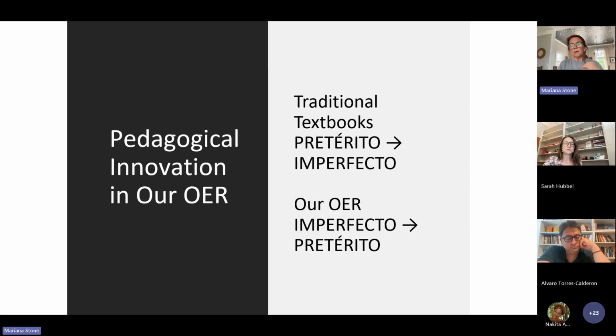We are approaching our OER sort of upside down, we say, or in a different order. And we have our research reasons, we have anecdotal reasons, we have experience that tells us to do this differently. And we're teaching the imperfect tense first and the preterite later. And in doing so, we're hoping to reach more students with their ability to narrate in the past.